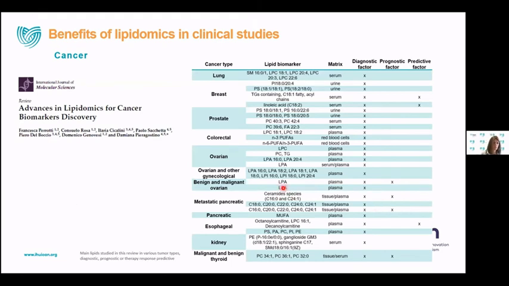In cancer, there is also now quite a lot of evidence of the benefits of lipidomics in clinical studies, as this review is showing all the lipids that have been identified as biomarkers in many different types of cancers. So these are the ones that have been identified in biofluids, but many of them have also been identified in tissue. Most of these lipid biomarkers were identified as diagnostic biomarkers, but not only, some of them were also good candidates for prognosis and predictive factors.